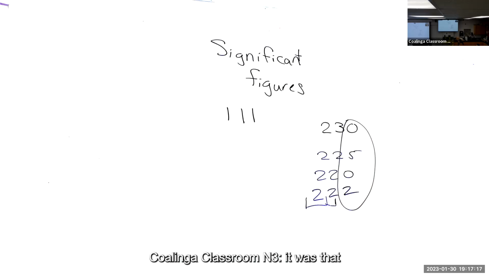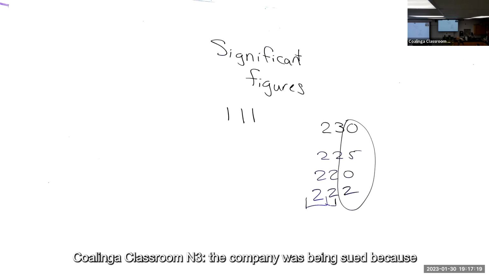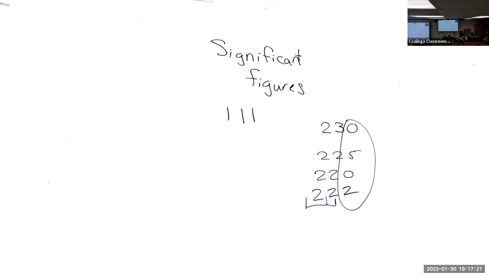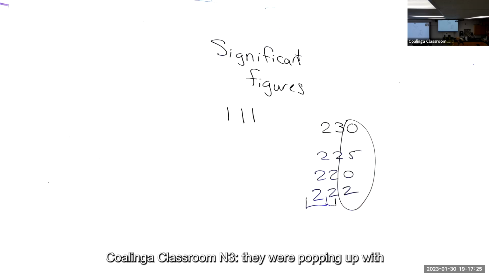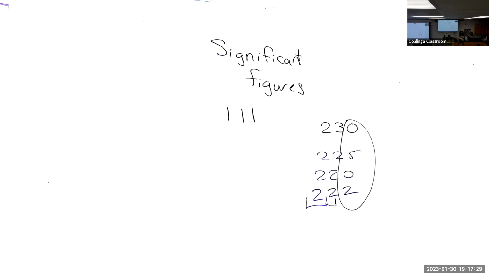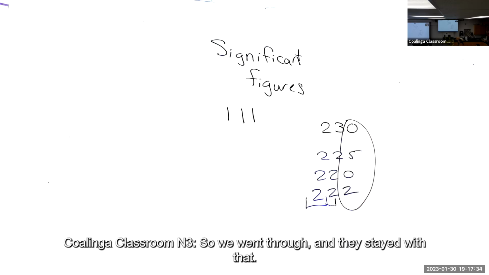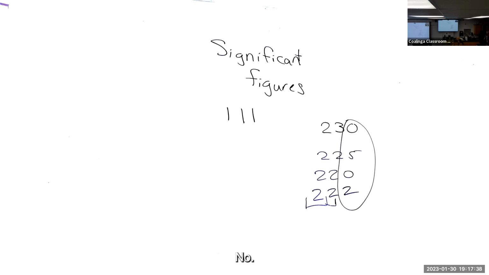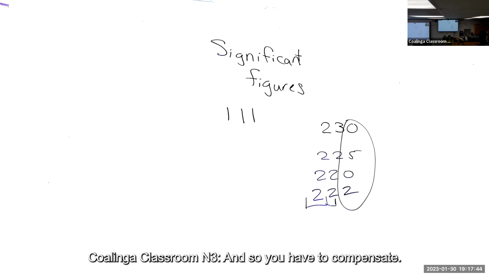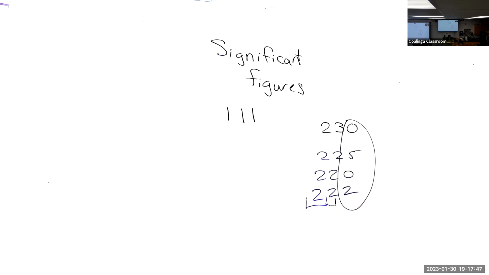The thing was that the company was being sued, because people that were guaranteed, hey, this is a really good drug, you should take this, were popping up with high levels of resistance. So we had to go back and redo all the calculations. The biggest thing was that the guy who did the work didn't know how to use significant figures. He didn't know the concept of it. And so you have to compensate for that when looking at some figures.